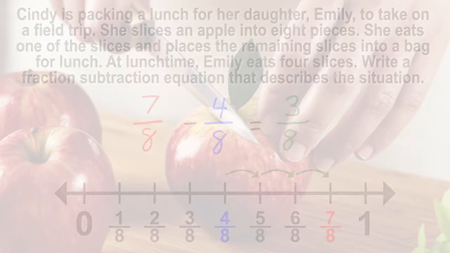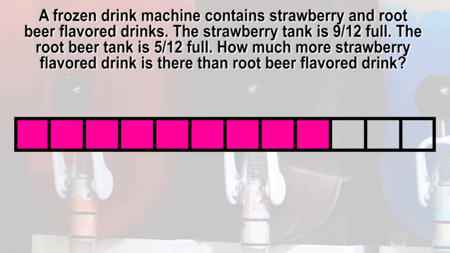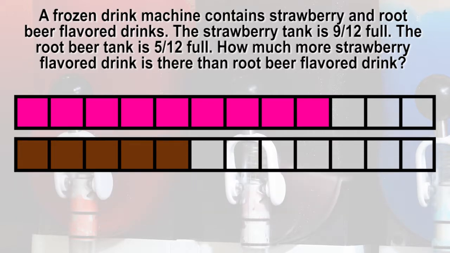Let's look at another type of problem. A frozen drink machine contains strawberry and root beer flavored drinks. The strawberry tank is 9/12 full. The root beer tank is 5/12 full. How much more strawberry flavored drink is there than root beer flavored drink? This is a comparison problem and there isn't a quantity that is removed. This problem is to determine the difference between 2 quantities.